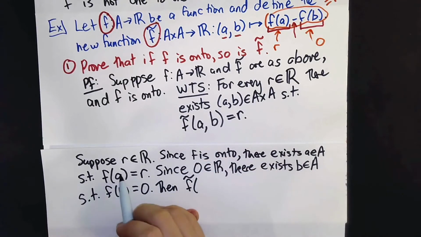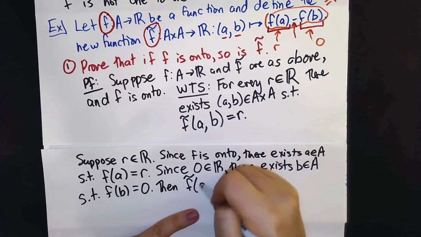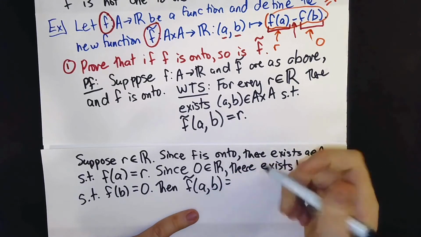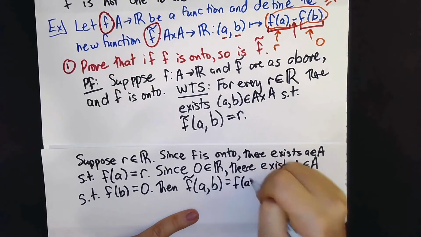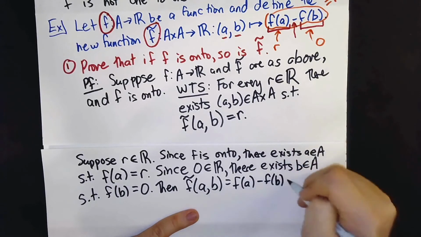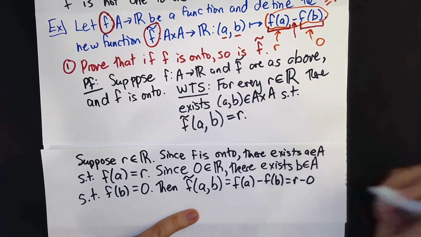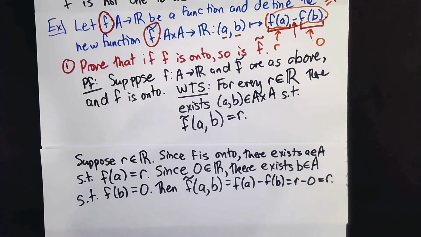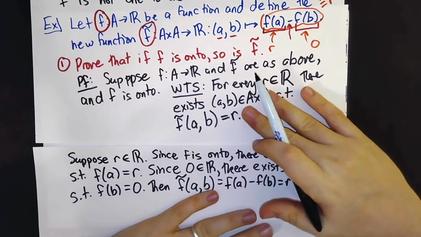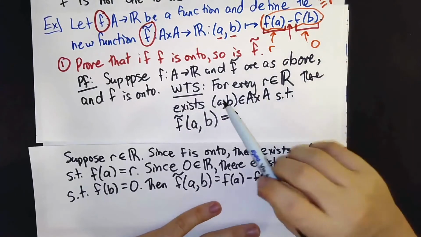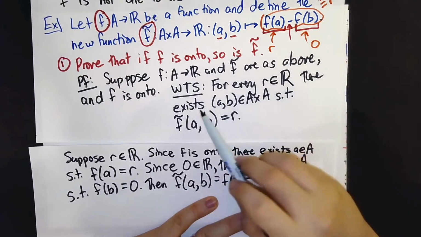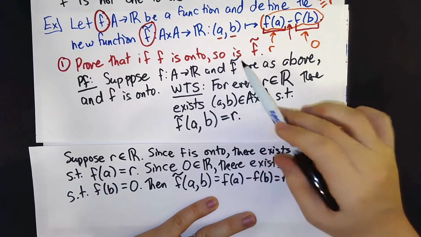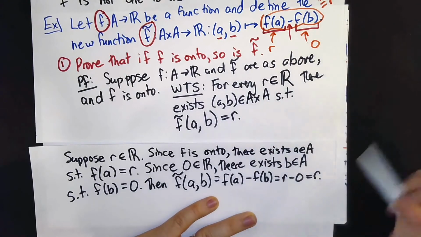So once I've chosen this little a so that f of little a is r, and this little b so that f of little b is 0, then I can take f with a squiggle on top of ab, and that will be f of a minus f of b, which will be r minus 0, which will be r. And now I'm done, because now I've shown what I needed to, which is that there is some element in the domain of f with a squiggle on top that maps to r.